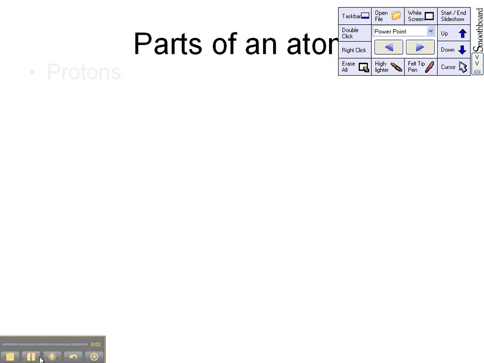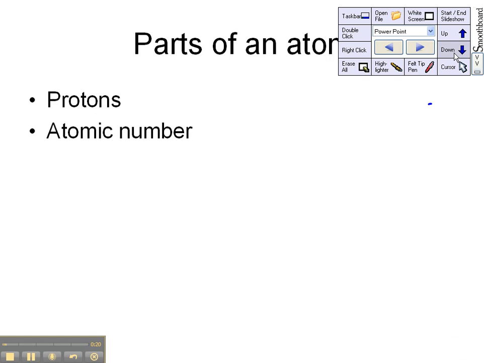Welcome back. Today we're going to take a look at the different parts of an atom. We've looked at Crookes and JJ and Rutherford and what they contributed to the atomic model and the atomic theory. Now we're going to take a look at what the parts of an atom actually are. So let's try and get this thing going.